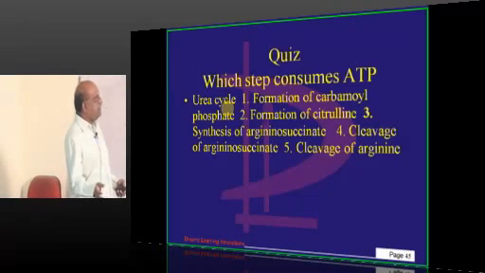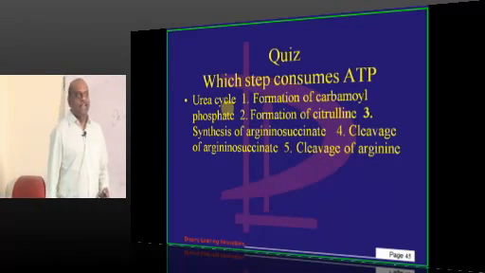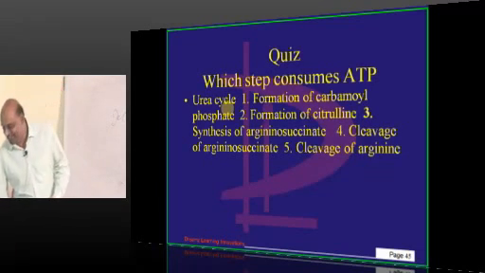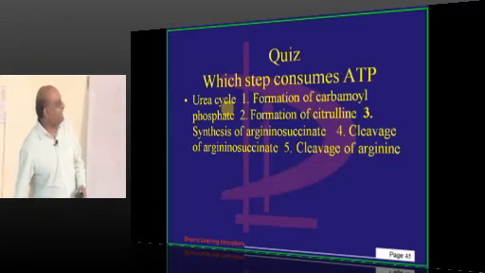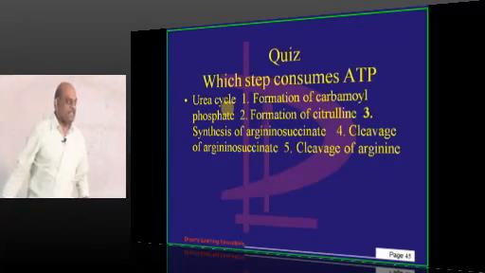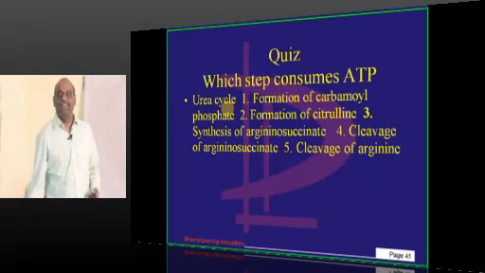Carbonyl phosphate formation you require consumes ATP. Khalil also is very much tempted by that seductive option. Kiran is proposing cleavage of arginine, as much as our friend who is also thinking the same. Yeah.